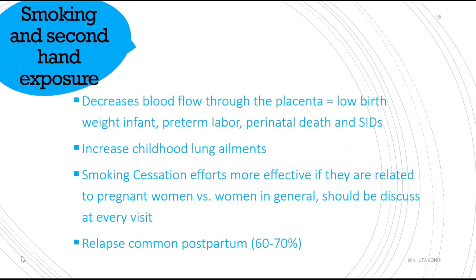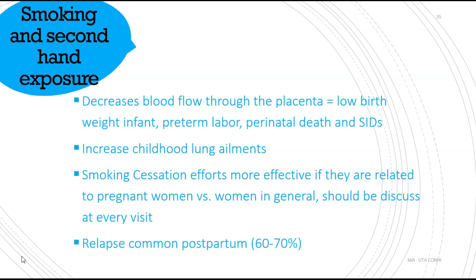Secondhand smoke, either from cigarette smoking and probably from marijuana smoking, decreases blood flow through the placenta, and that can result in a low birth weight infant. And remember, when we talk about low birth weight infants, I want you to hear that those tend to be sicker infants. They have been more stressed. These are not healthy newborns if they're low birth weight.